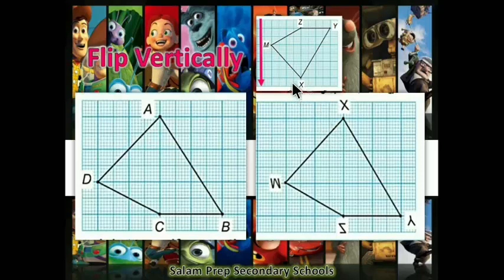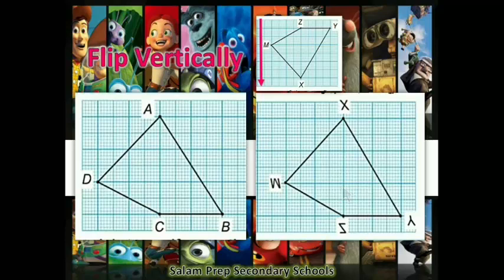Look with me. Z above will be down like this. X at the bottom will be at the top like this. This figure is the same as this figure. This figure X, Y, Z, M. We flip this shape vertical. Okay? Now look at these two figures.